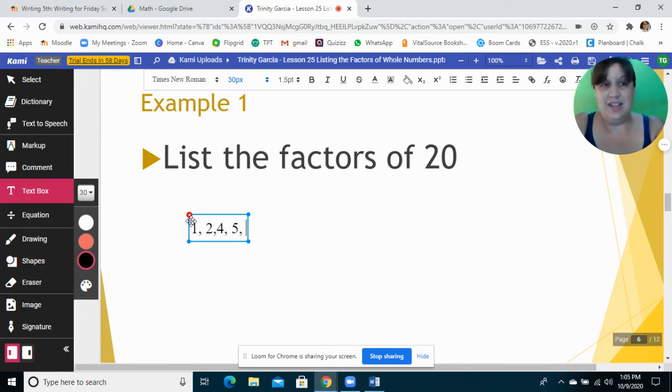What about 8? No, 8 again does not work because 8 times 2 is what? 16. And if we added another 8, it would be more than 20. It would be too much. It'd be 24. So we know that 8 does not work.